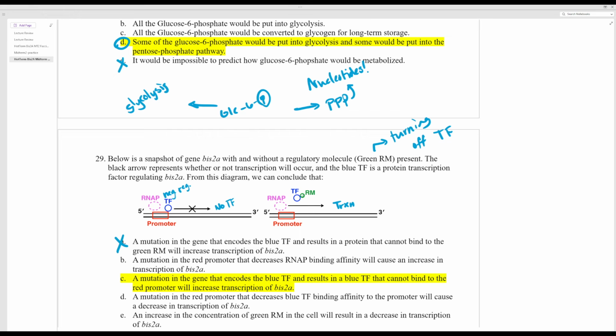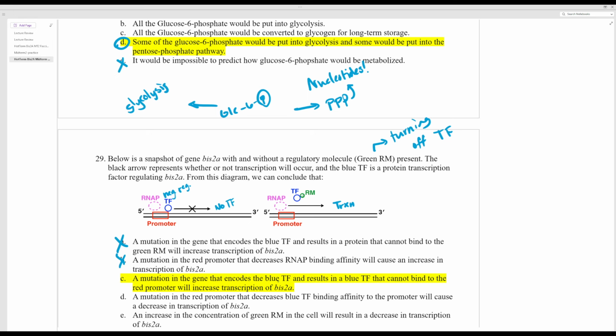So it's not A. B, a mutation in the red promoter that decreases RNA polymerase binding affinity will cause an increase in transcription of BIS2A. If we decrease the RNA polymerase binding affinity, what we're saying is RNA polymerase and the promoter do not associate with each other a high amount, right? So they don't have a strong attraction or affinity for each other. They don't bind to each other that often. And so by decreasing their affinity, we're decreasing how much they bind to each other. And without RNA polymerase binding to the promoter, there's no transcription. So it should not increase transcription of BIS2A.